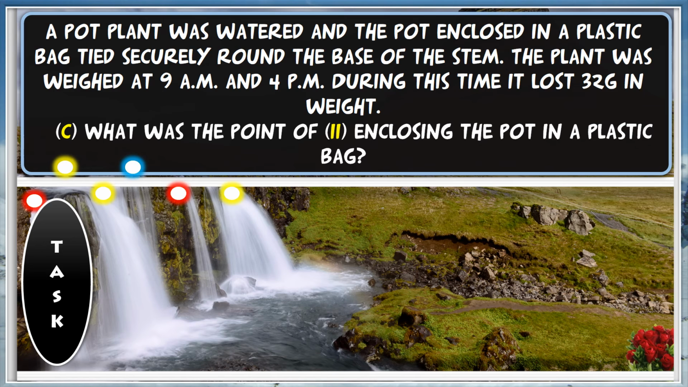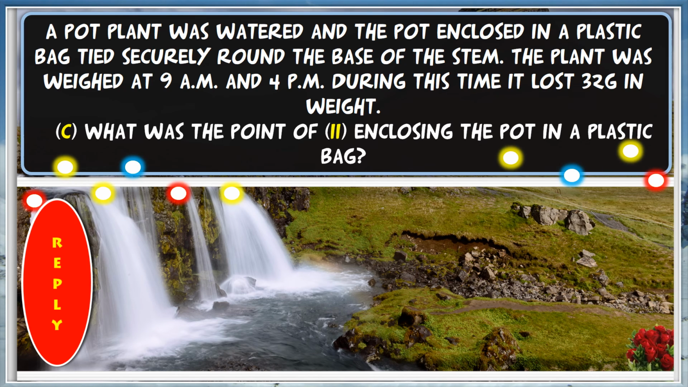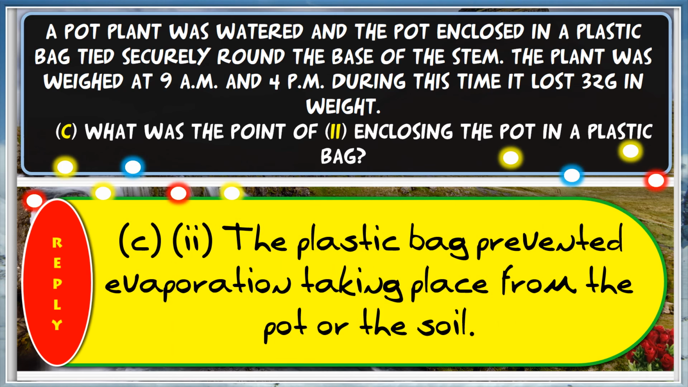Part C, Roman numeral 2. What was the point of enclosing the pot in a plastic bag? The plastic bag prevented evaporation taking place from the pot or the soil.